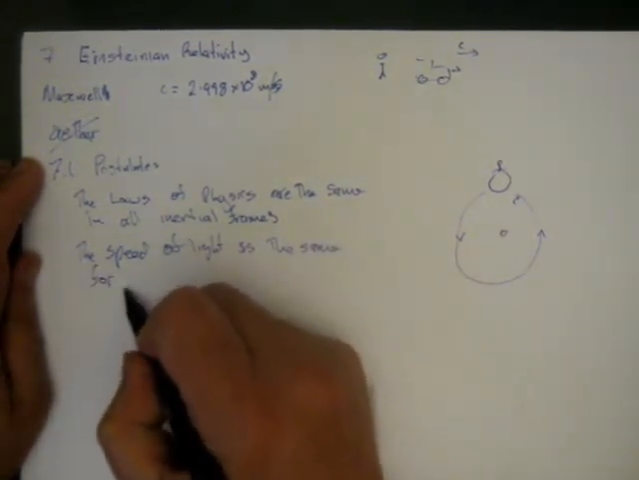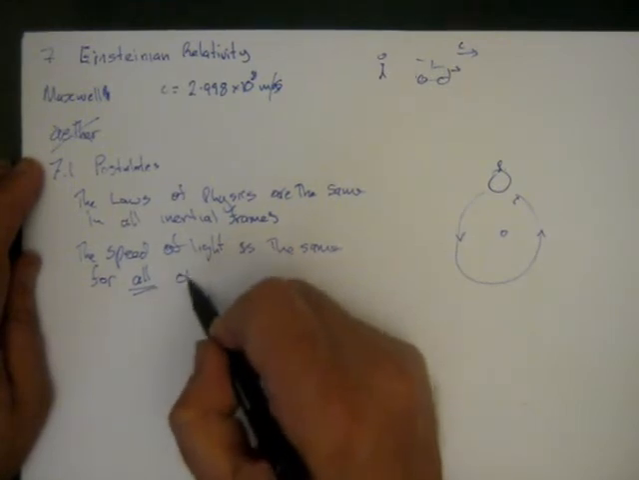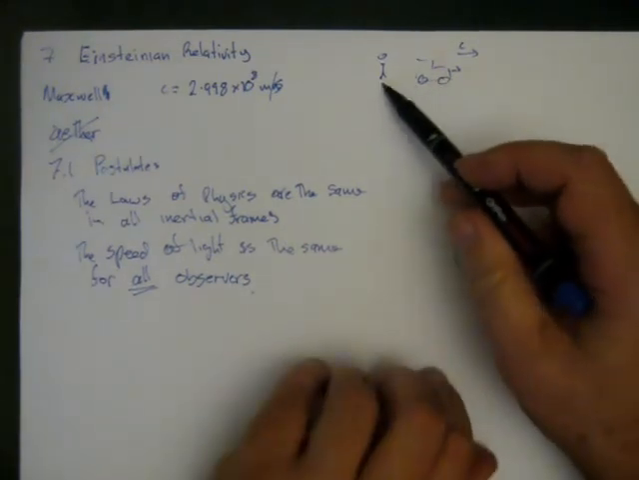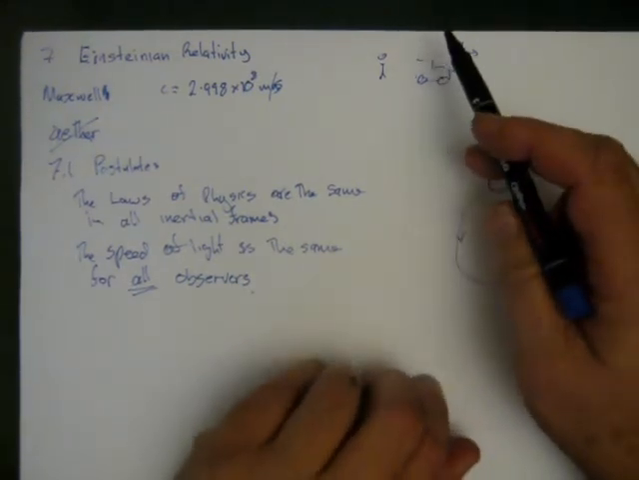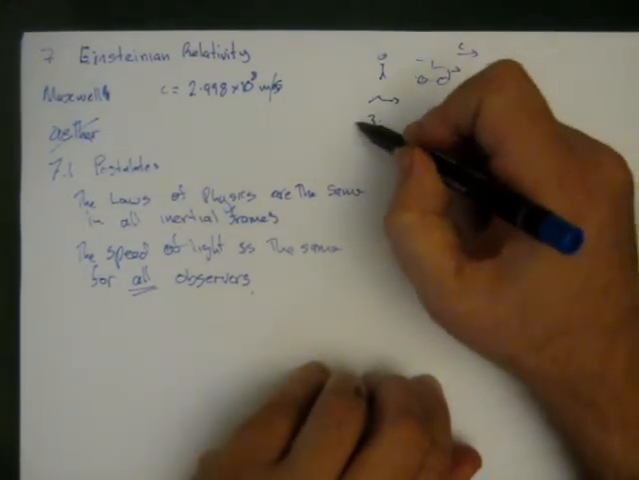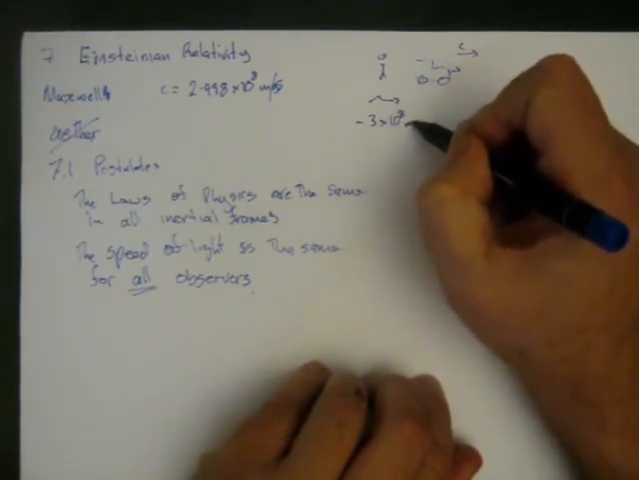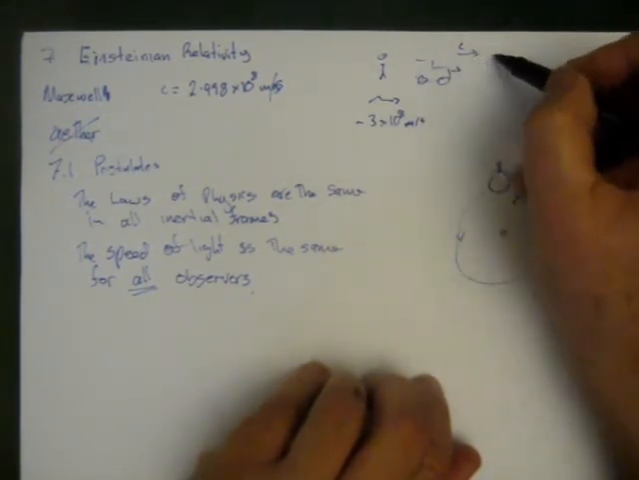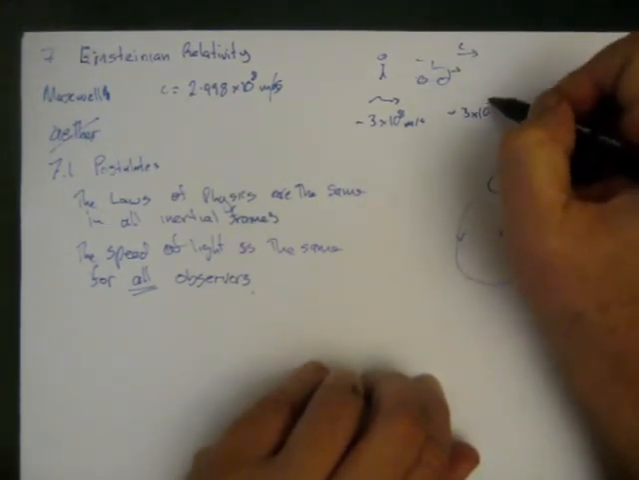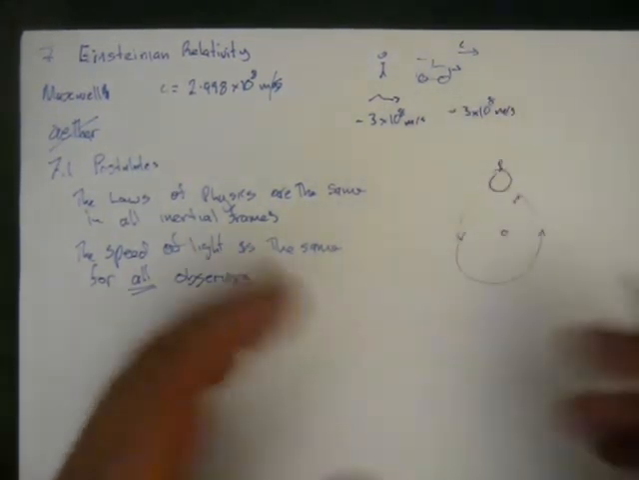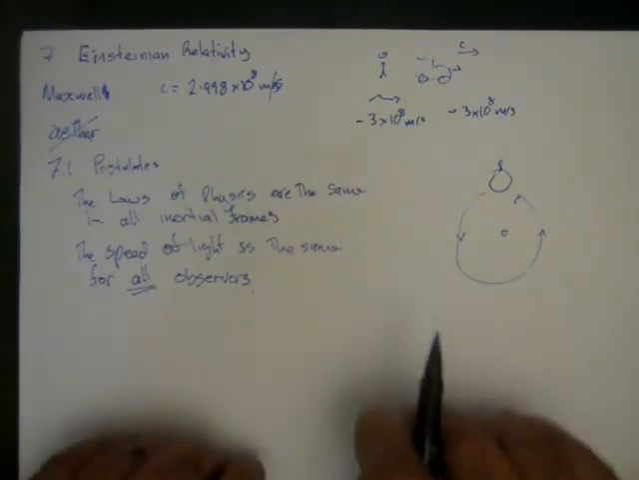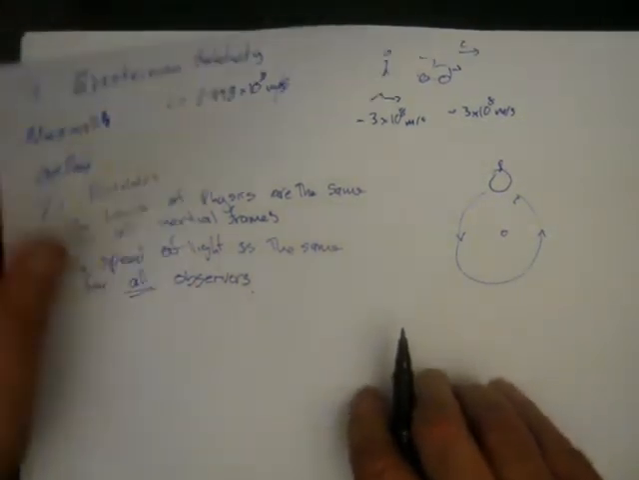All observers. What that means is if I'm sitting here and a photon of light goes past, I measure that at approximately 3 times 10 to the 8 meters per second. If I'm driving along and a photon of light zips past, I also measure that at 3 times 10 to the 8 meters per second. So it doesn't matter how fast you're going, light is always travelling 3 times 10 to the 8 meters per second relative to you. So let's actually try this in an exercise.